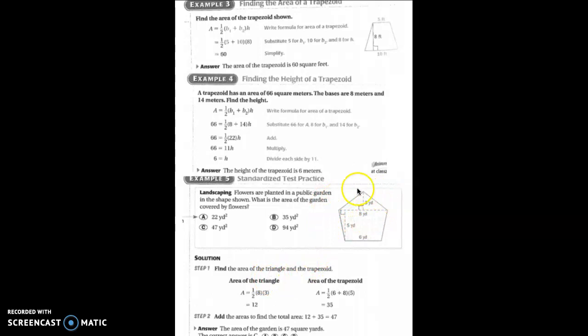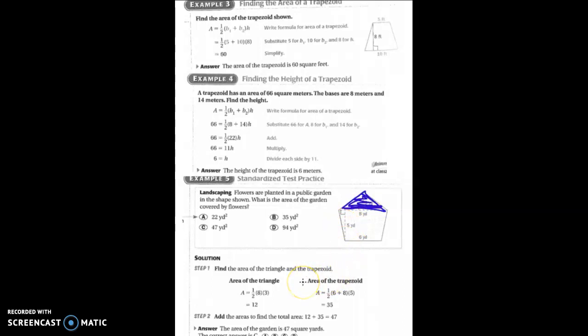So by finding the area of the triangle, you write out A equals half times base times height, and then you substitute 8 as the base, and then 3 as the height into the formula, and then you will find that 8 times 3 is 24, 24 times half is 12. That is the area of the triangle, which is all this area right here.